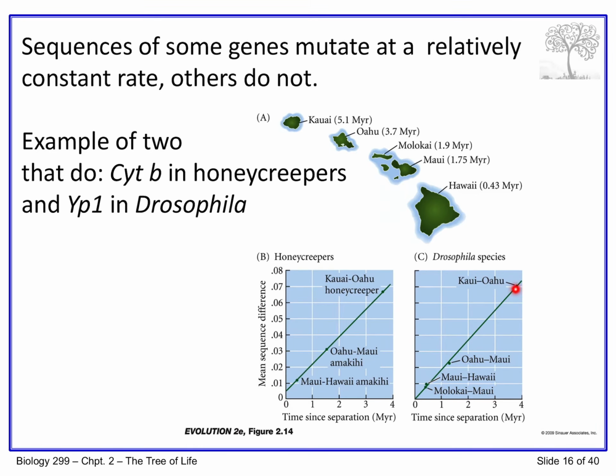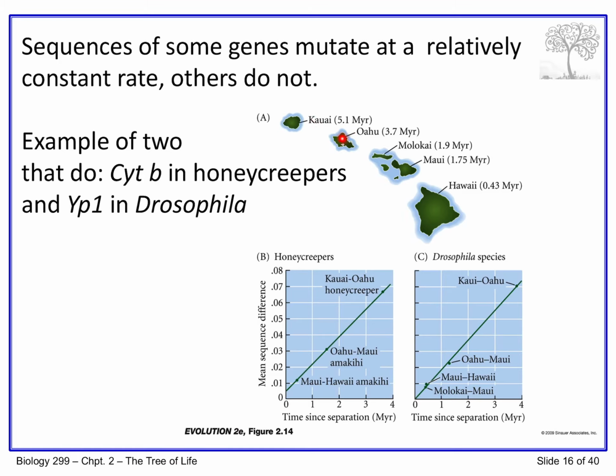Look at Drosophila. So here we're looking at the YP1 gene, okay? Same pattern. You see all these comparisons, these sequence differences fall on a straight line that coincides with how long the islands have been separated from each other. The longer they've been separated, the more mutational differences you see between those populations.